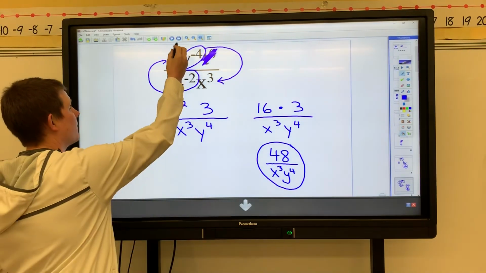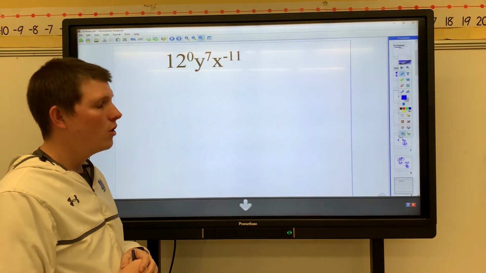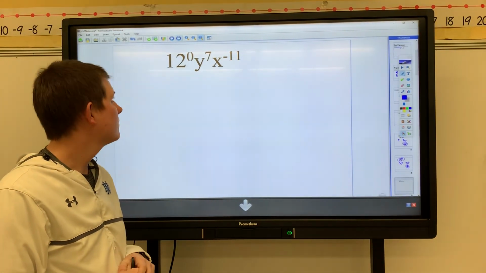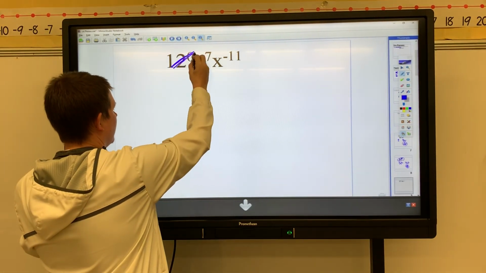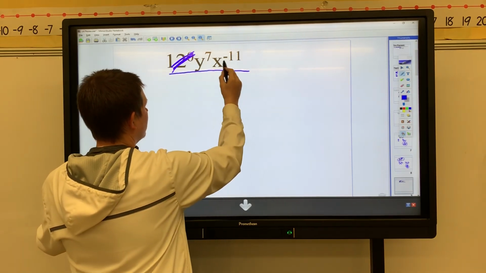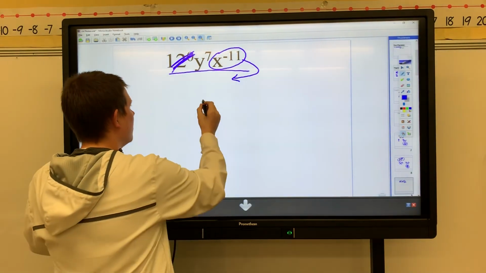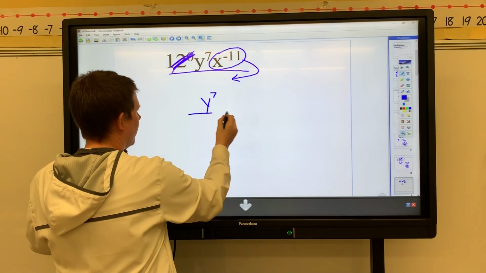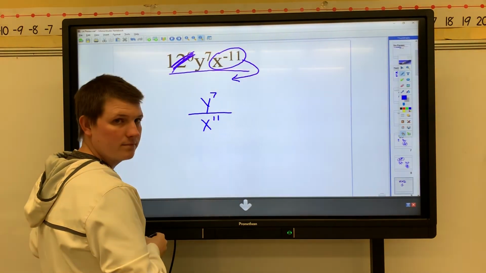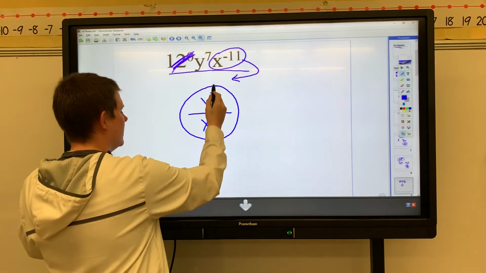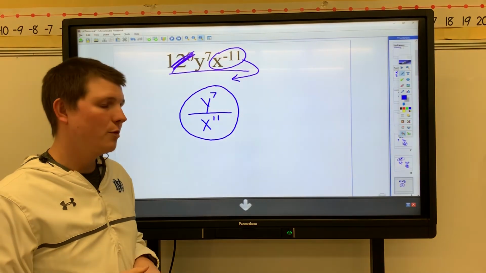Last example. 12 raised to the 0, y to the 7th, over x to the negative 11th. All right? So we need to reduce this. I see a 12 to the 0. Well, that gets crossed out. I have a fraction. I have x to the negative 11th, and we're going to bring it down. So what is on the numerator? Y to the 7th. On the denominator, I have x to the 11th. This is my answer. Because my coefficients are simplified, I don't have any coefficients, and all my exponents are positive.